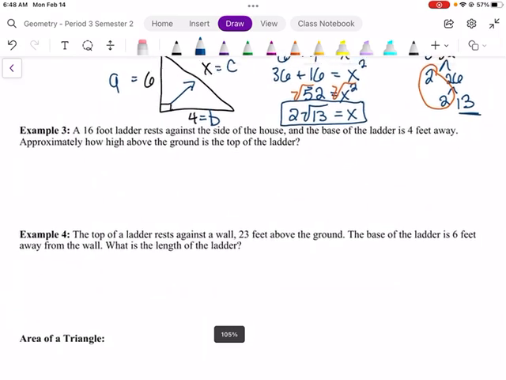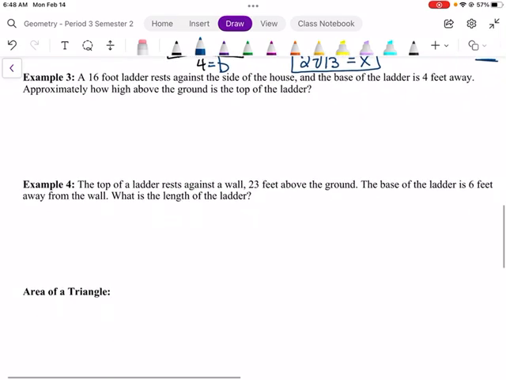We will also be doing word problems in this chapter. For example 3, we are told we have a 16-foot ladder that rests against the side of a house. The base of the ladder is 4 feet away. And we're going to approximate how high above the ground the top of the ladder is. Keyword is this one is we're going to find the approximate value. So this one, it is okay to round our answers if necessary because they did say approximately.